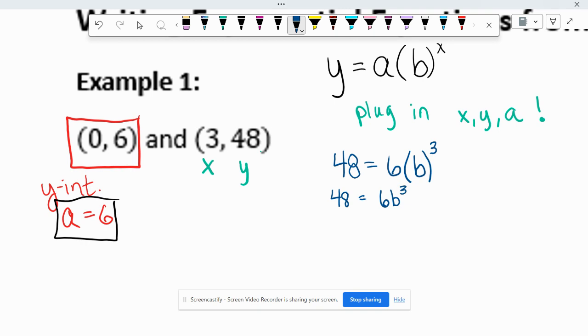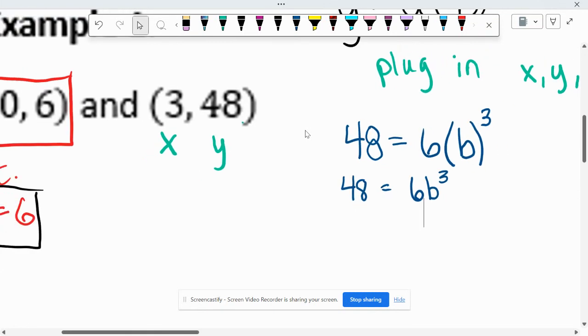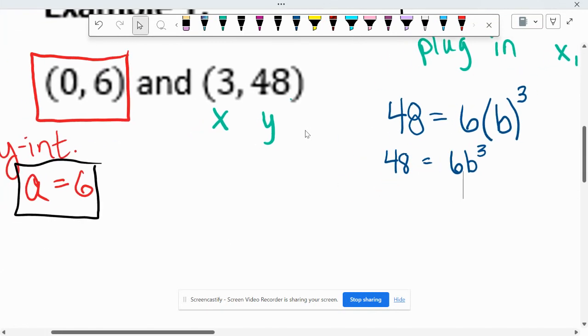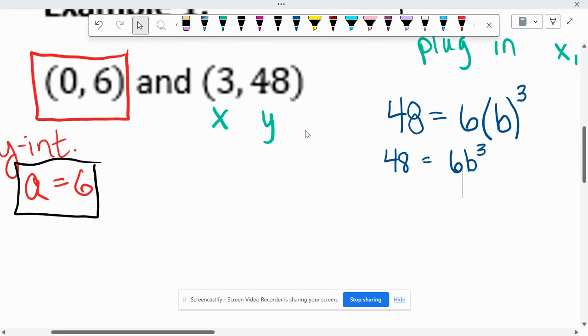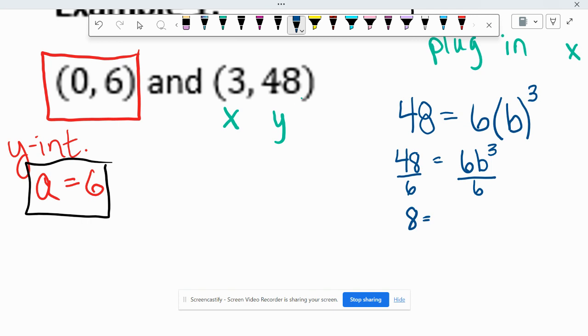If I'm trying to get b all by itself, what do I have to do first? It's not a subtraction problem. That would be the opposite of divide. Good job. We're going to divide both sides by 6. So this says 8 equals b cubed.